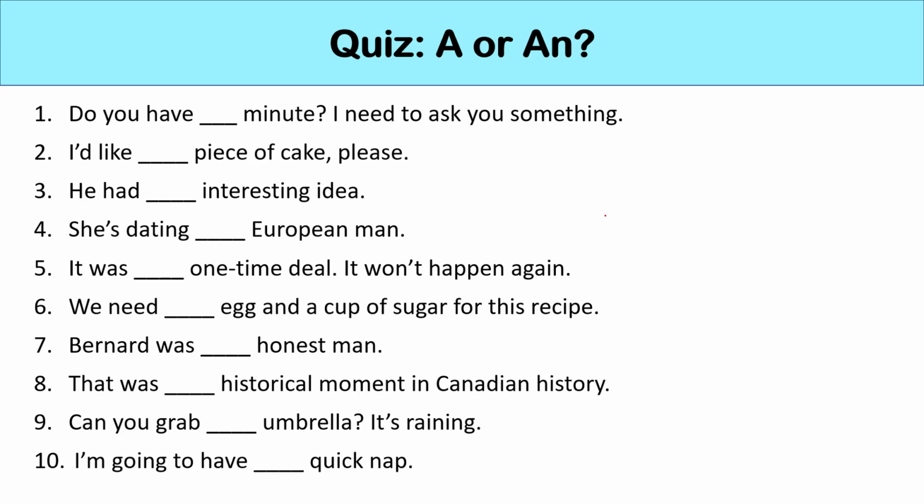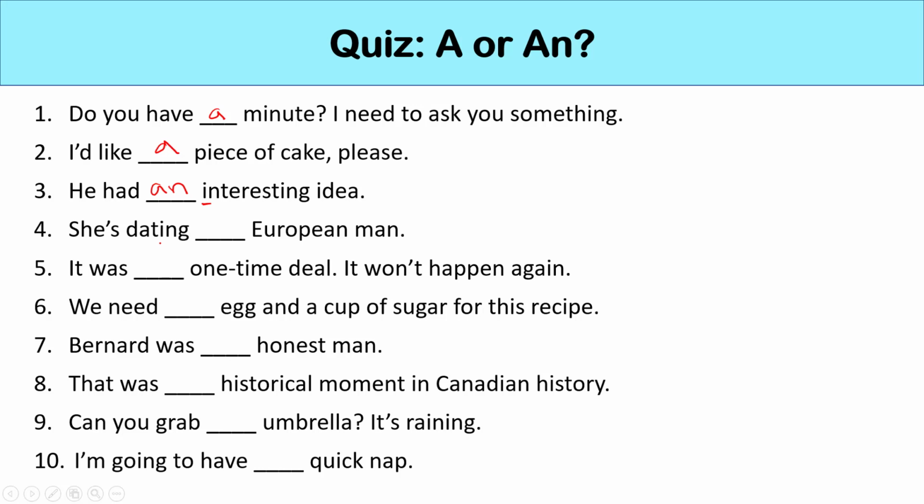Okay, so let's answer these. Number 1, do you have a minute? I need to ask you something. Minute begins with a consonant sound, so we write a. Number 2, I'd like a piece of cake, please. Again, piece begins with a consonant sound, p, so we write a piece. Number 3, he had an interesting idea. Interesting begins with a vowel sound, so we write an.